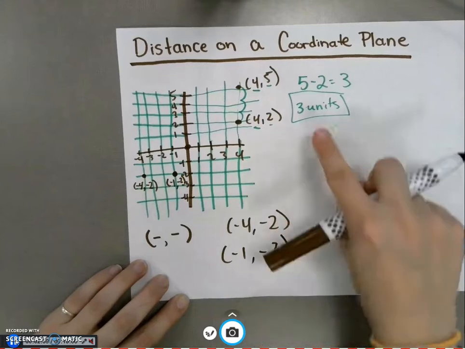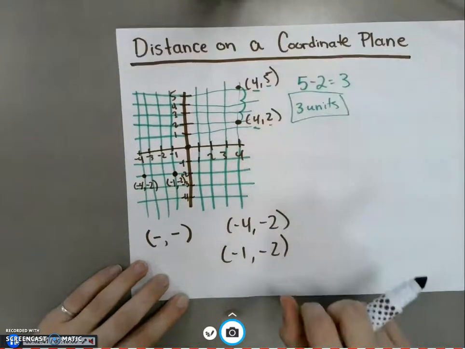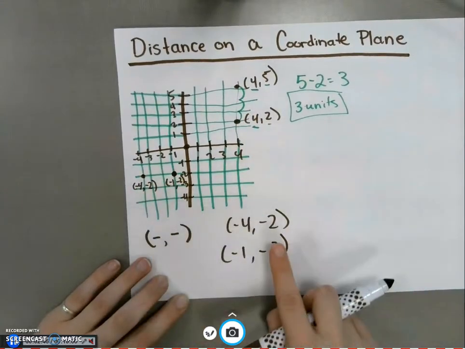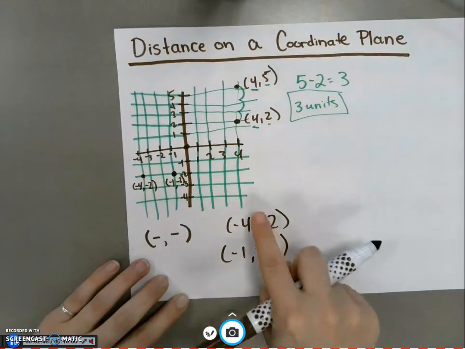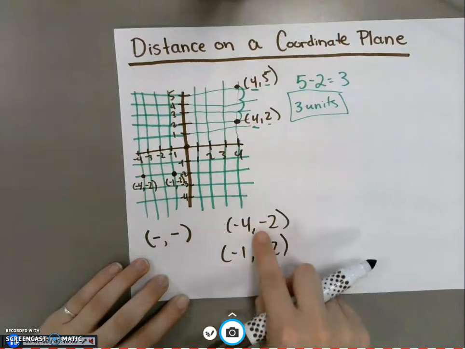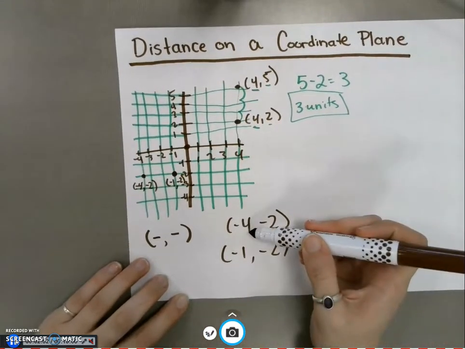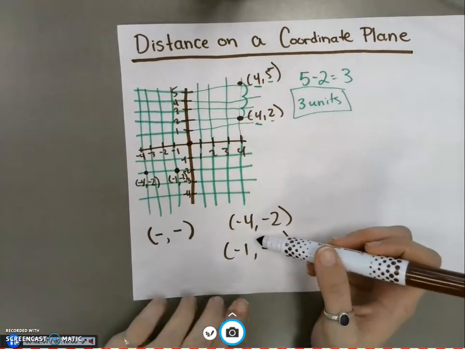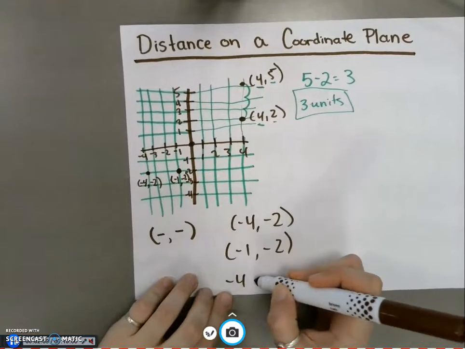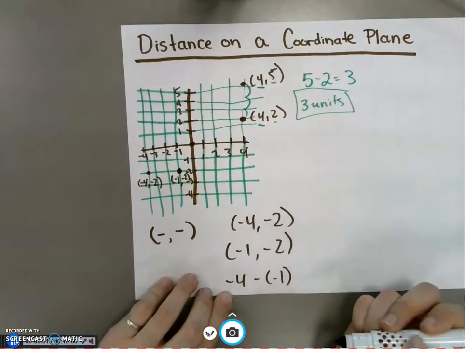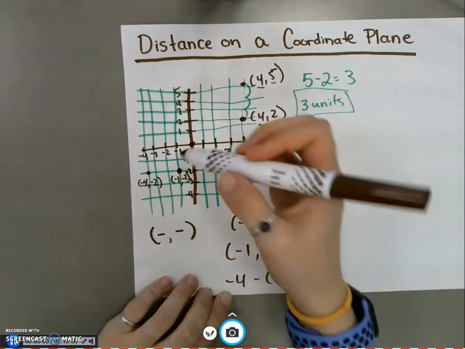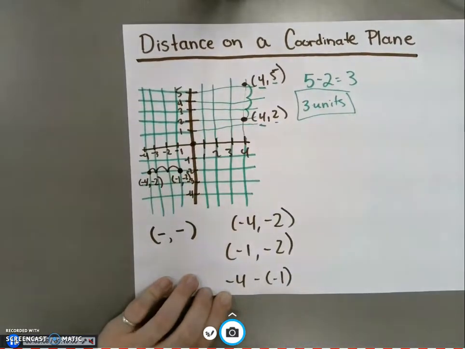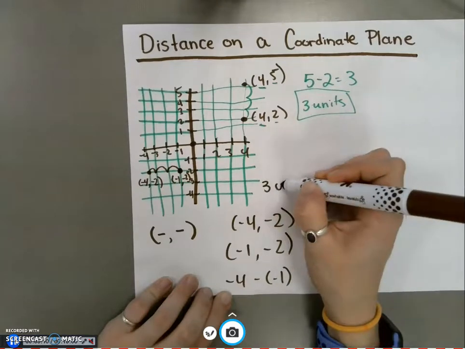Notice how in each example, one of my coordinates, in this example my x coordinate, in this example my y coordinate, they're staying the same. So I'm really going to focus on the coordinates that are changing. What's the difference between -4 and -1? Now, if you don't want to subtract them, if you're not comfortable doing -4 minus -1, you can plot them on a graph and just count the spaces. 1, 2, 3 spaces between those points. This one also has an answer of 3 units.